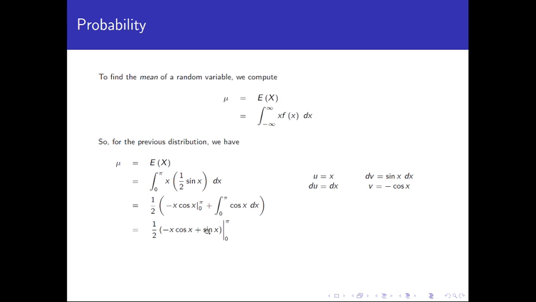Find an antiderivative for cosine. Plug in your endpoints and simplify, and you get pi over 2.